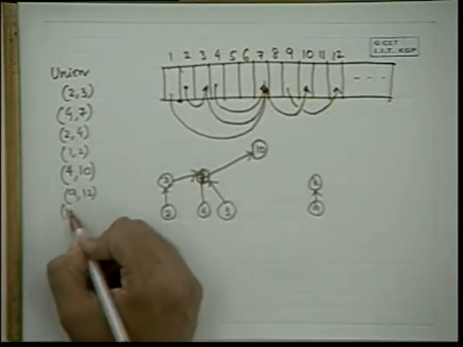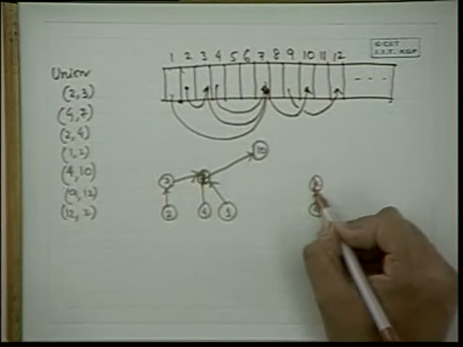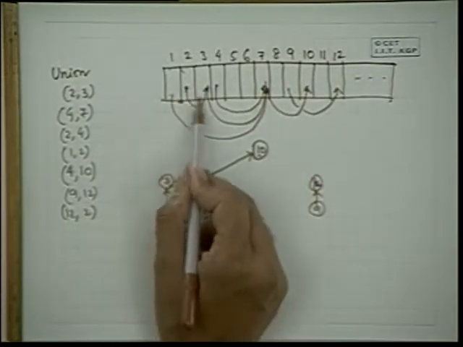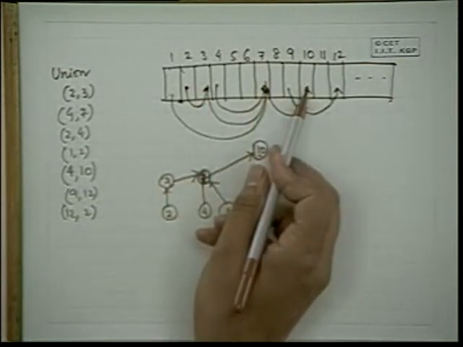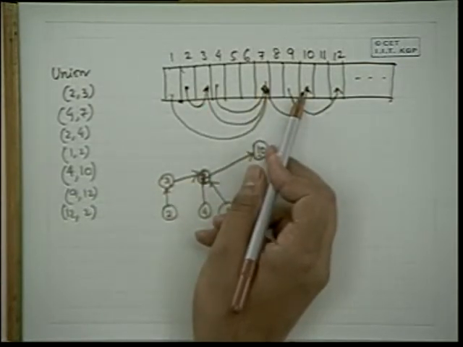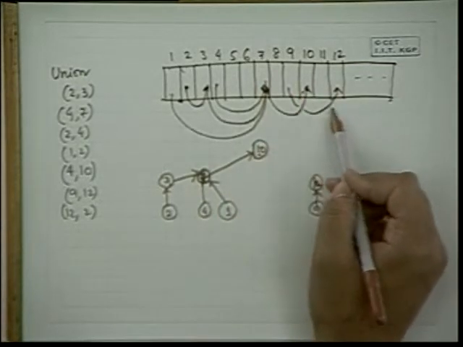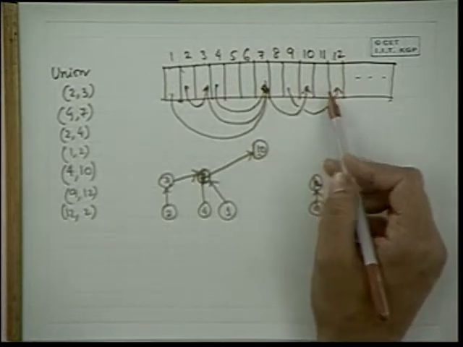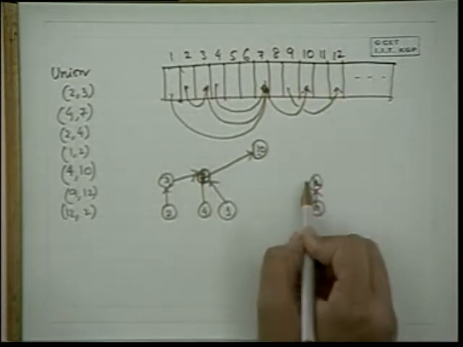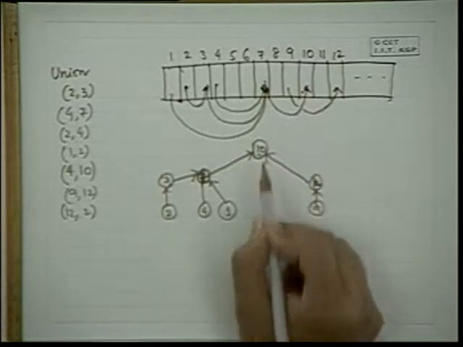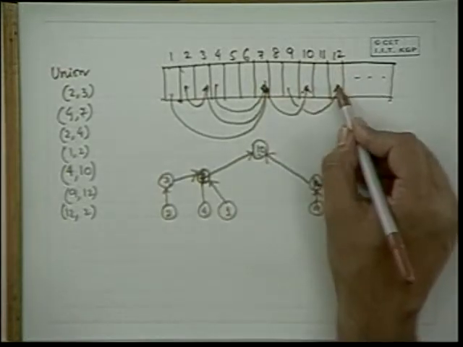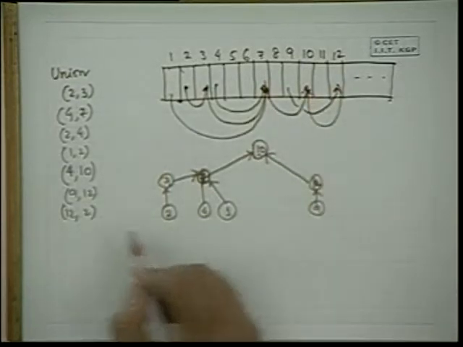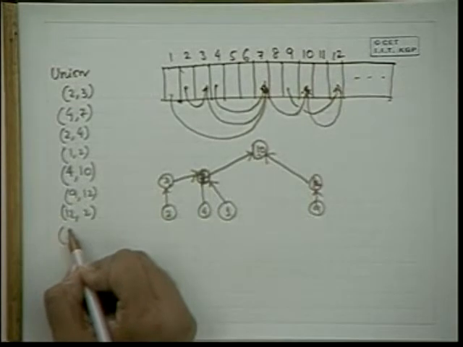Then comes say 12, 2. Now 12 is by itself, and 2 we know its root, so 2 will traverse 2 to 3, 3 to 7, 7 to 10. That's the root of the tree. So now this 10 and 12, 12 is the root itself. So we have to merge these two. So what we will do, this 12 is made the child of 10. So 12 will have a pointer to 10. Then say we have 8, 11.